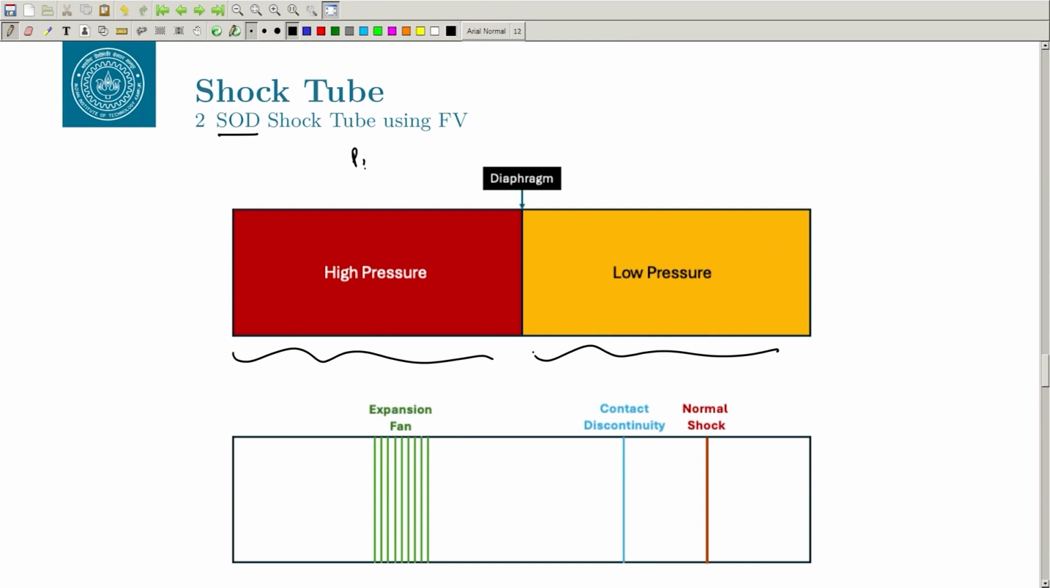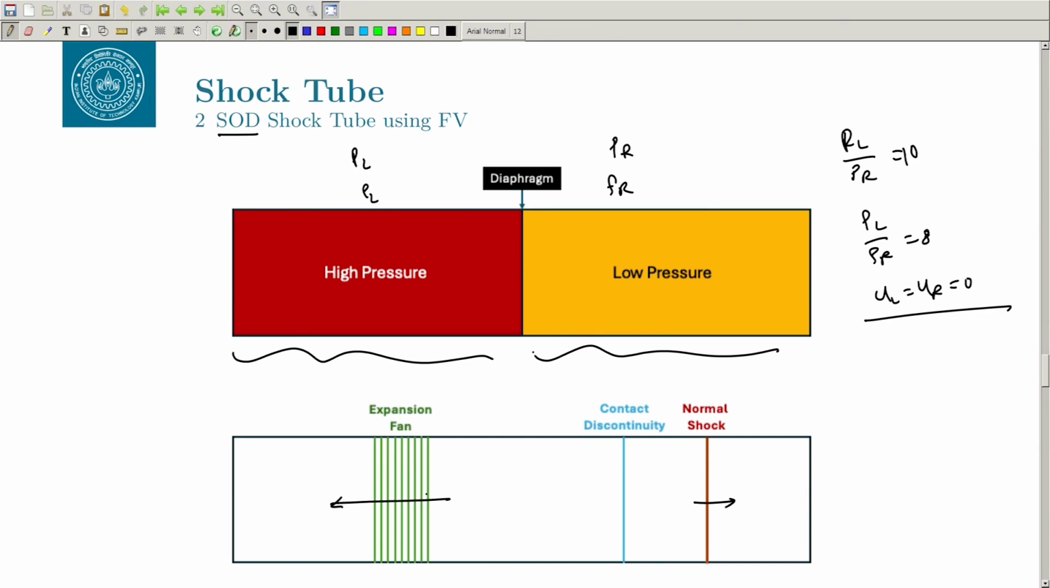So basically your P L and P R ratio is 10, and rho L and rho R ratio is 8, and U L equals U R equals 0. This is the problem that you are working on. At t equal to 0 the diaphragm breaks, and the shock will travel to the right side and the expansion will travel to the left side. This is the typical problem, and we know that for the Euler case, that is the inviscid case, we know the exact solution.